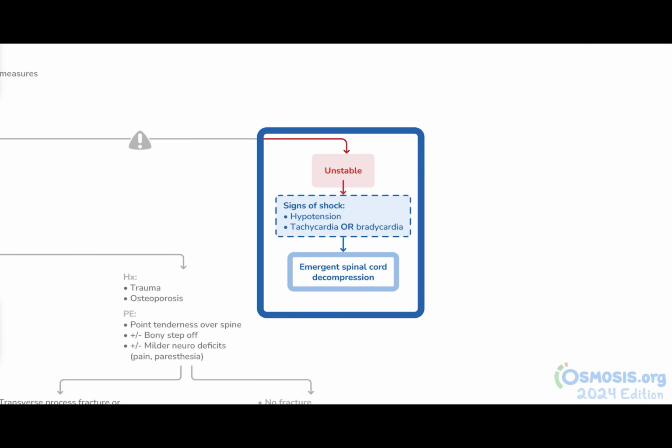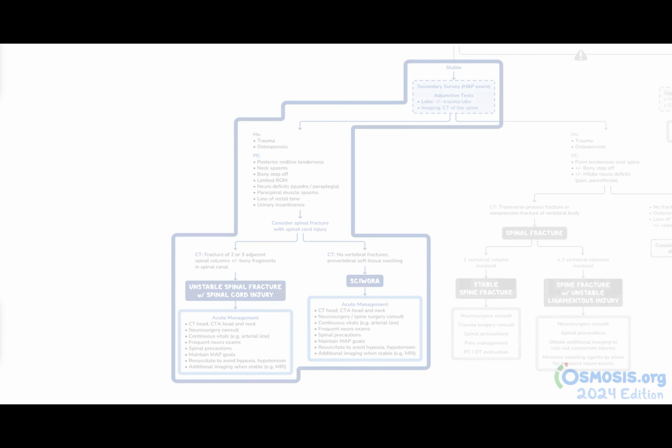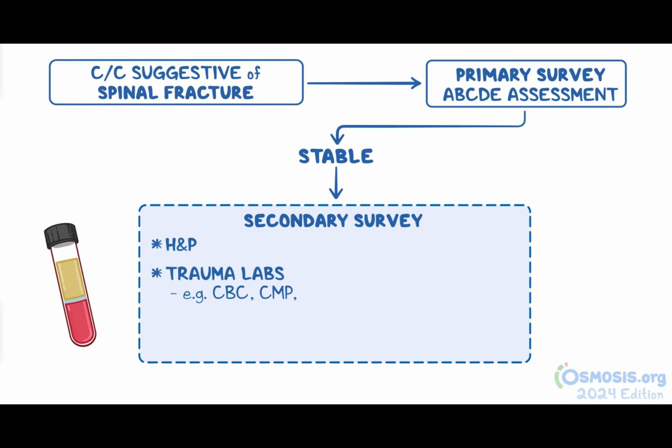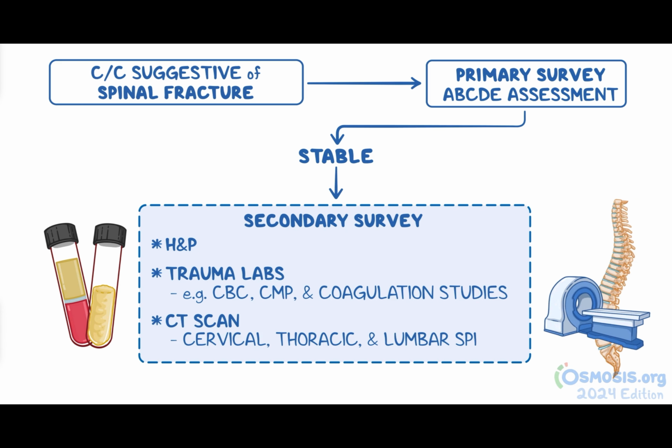Alright, now that unstable patients are taken care of, let's talk about stable ones. Your next step is to perform a secondary survey, which includes a brief history and a full head-to-toe physical exam and trauma labs like CBC, CMP, and coagulation studies. You also need to order imaging, including CT scan of the cervical, thoracic, and lumbar spine.